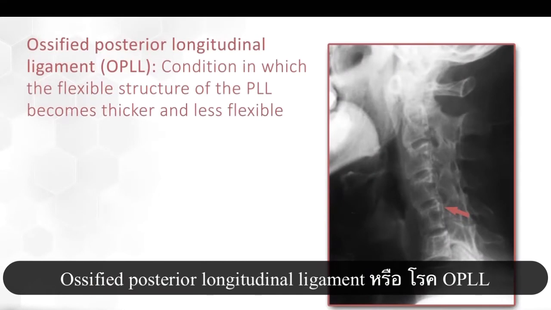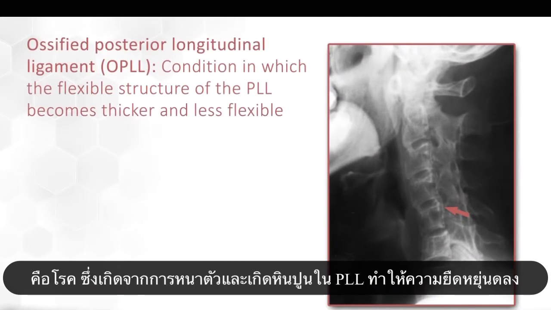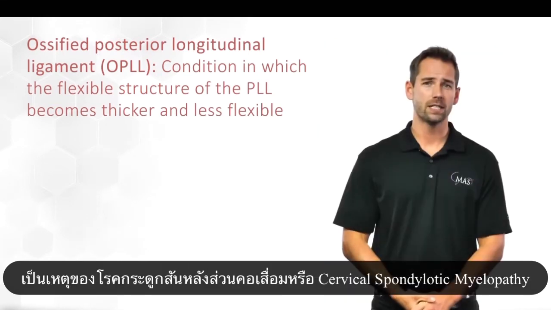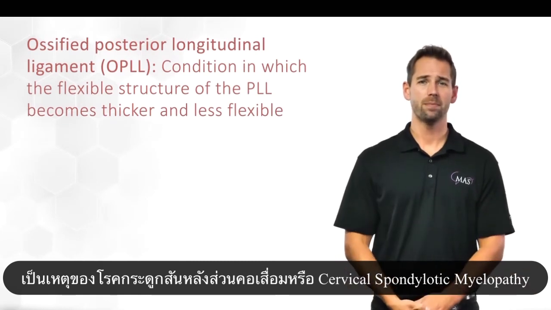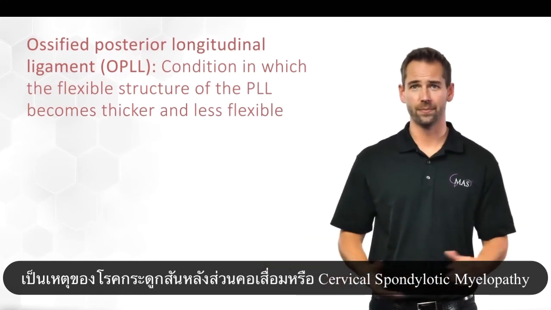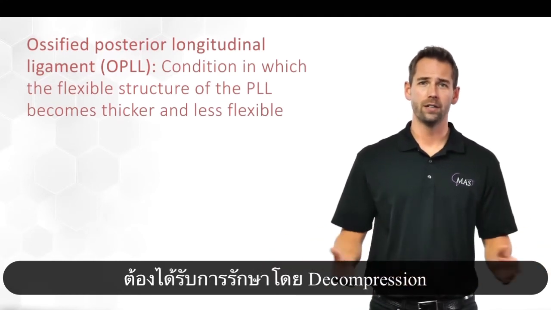Ossified posterior longitudinal ligament, or OPLL, is a condition in which the flexible structure of the PLL becomes thicker and less flexible. It most commonly occurs in the cervical spine. If the ligament takes up valuable space within the central canal as it thickens, it may compress the neural elements, producing myelopathy and/or radiculopathy. This may require surgical decompression.